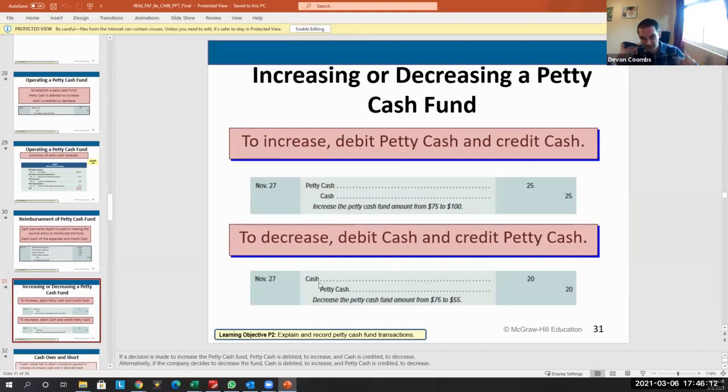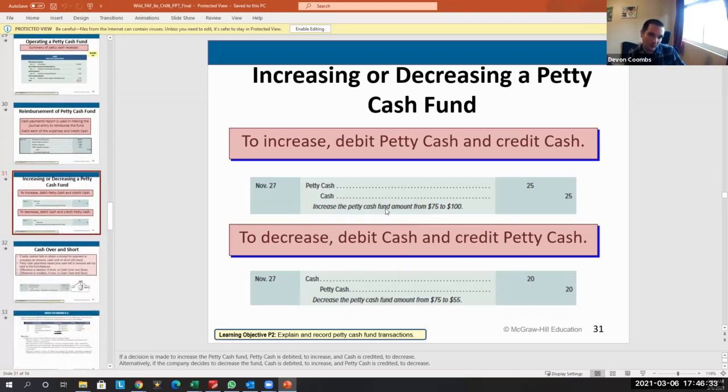So I don't want you to overthink this. It's just saying instead of using cash from the business, we might give petty cash to someone running the business, and then we might just have to reconcile it at the end. If we want to increase the petty cash, we debit petty cash, credit cash. If we want to decrease the petty cash, we debit the cash, credit the petty cash.